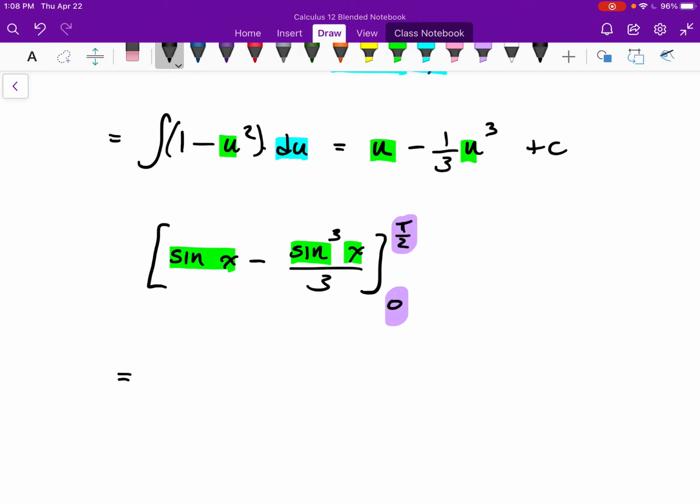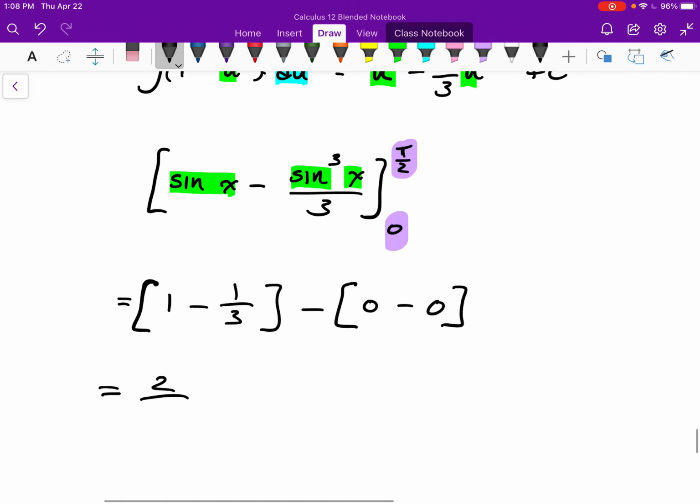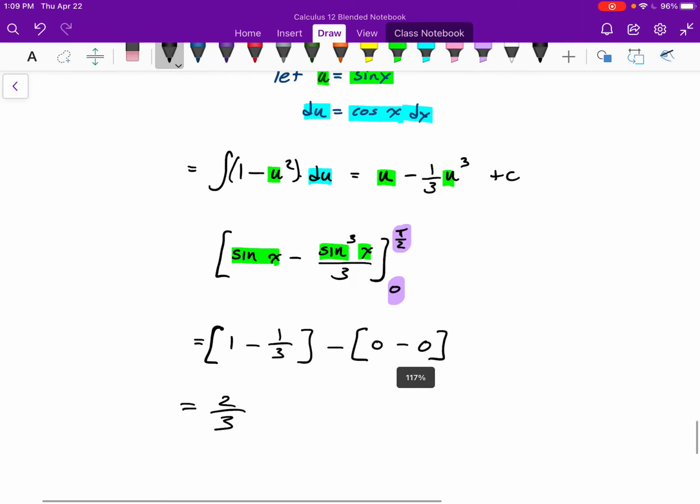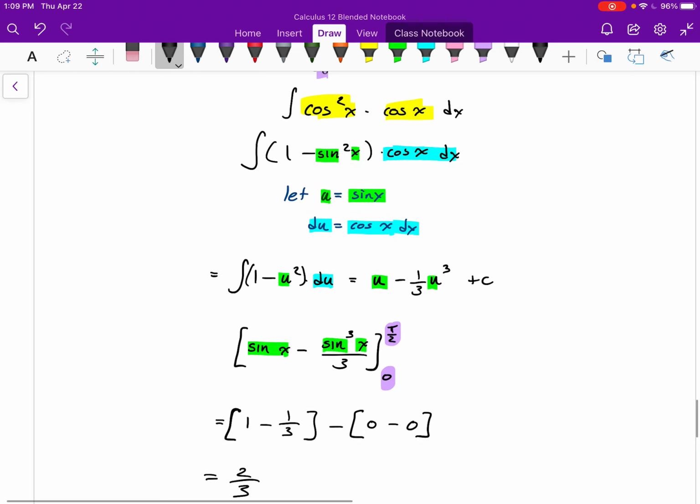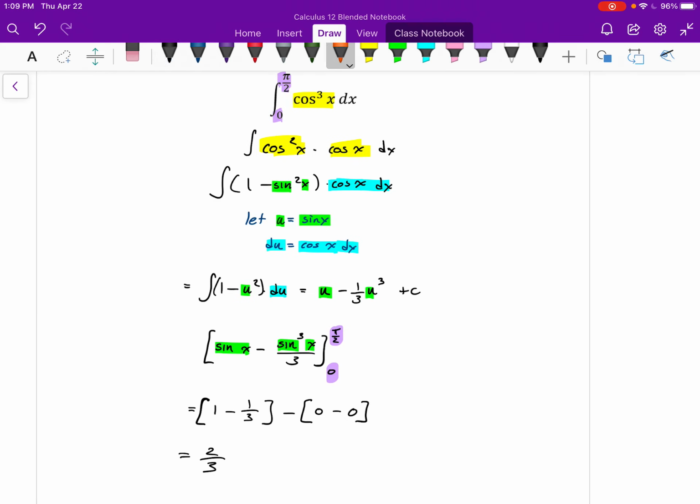And so now looking at this, starting with the sine of x, the sine of pi over 2 is 1, minus the sine of pi over 2 cubed is still 1, so over 3, that's the first part of the bound. Minus was 0: the sine of 0 is 0, cube it, divide by 3, you still got 0. And so lo and behold, this is just 2/3. And I'm done.